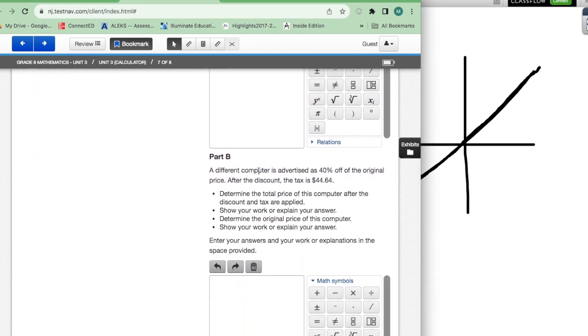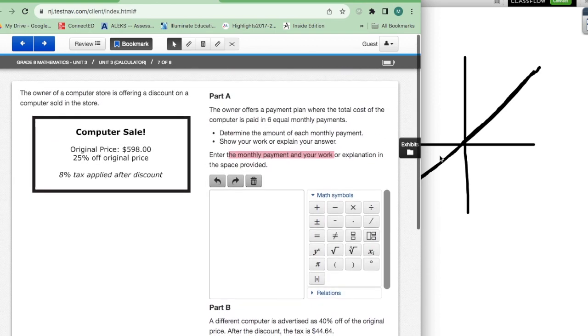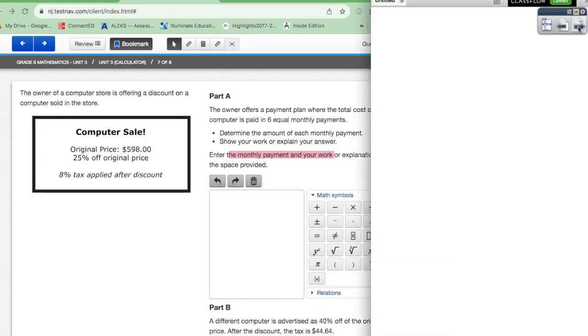Then it says a different computer is advertised at 40% off. So it looks like we're going to do kind of the same thing here. All right, let's go ahead and work out this first one. So I have $598, and there's a 25% off. So I'm going to do times 0.25.